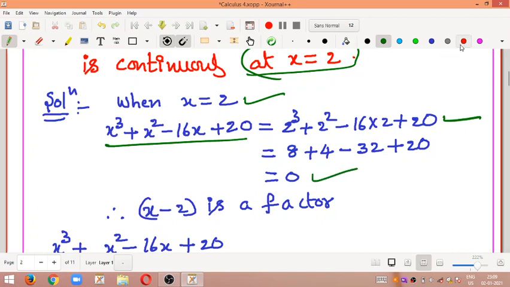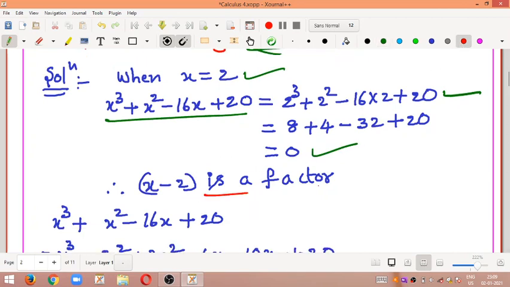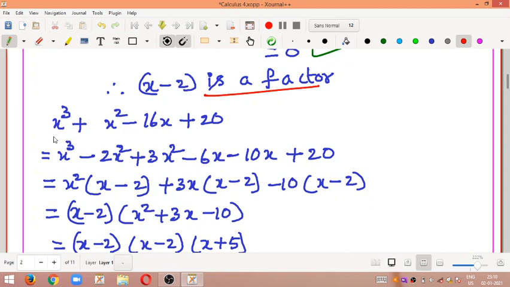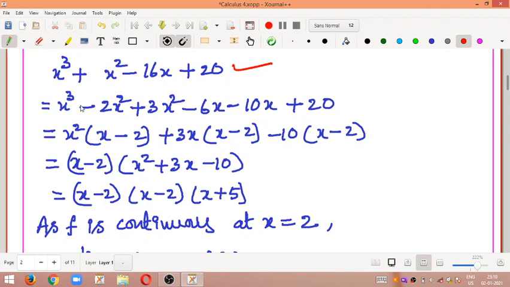So that's why x minus 2 is a factor of this polynomial. The remaining two polynomial factors we want to find. So x cubed plus x square minus 6x plus 20 I am taking. Here x cubed as it is, plus x square I am taking as minus 2x square plus 3x square. Minus 2x square plus 3x square becomes x square. Again minus 16x I am splitting like this, minus 6x minus 10x. Again plus 20 I am writing as it is.